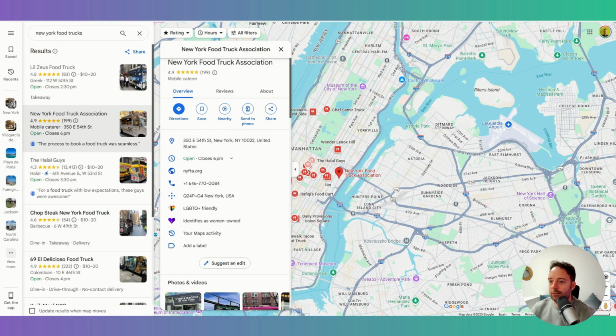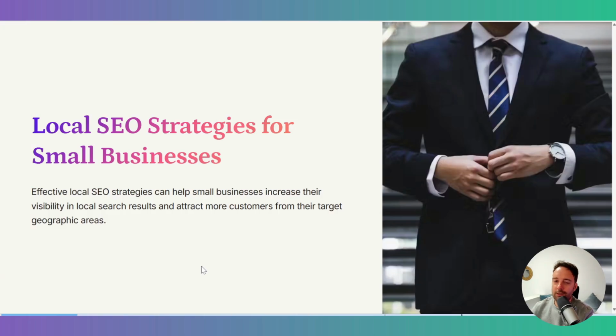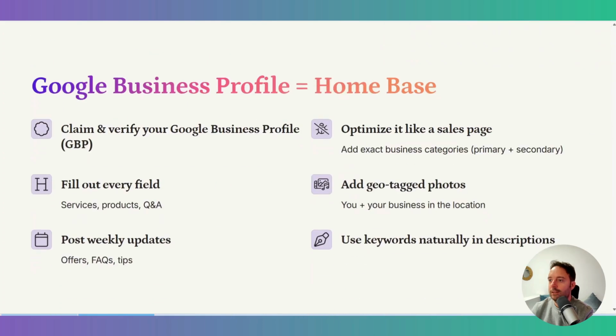So let's actually go through and look at what your first step should be. Okay, so let's look at the three main strategies of what you need to do well with local SEO. The first one is your Google business profile. This should only take one day to fill out. It's not that much work, but you just need to fill out every field. Claim and verify your Google business profile. This is the basics of local SEO.